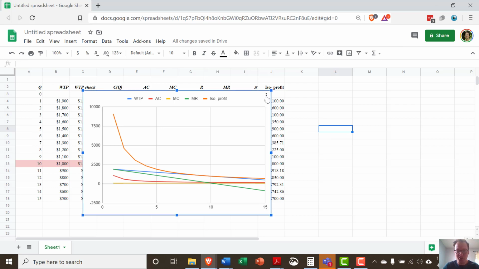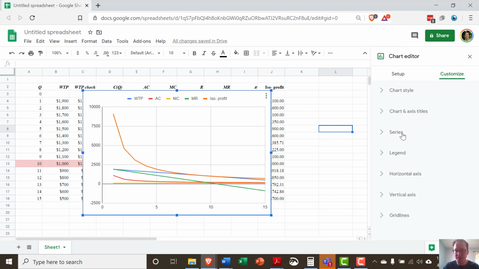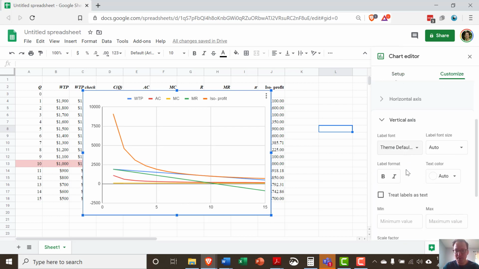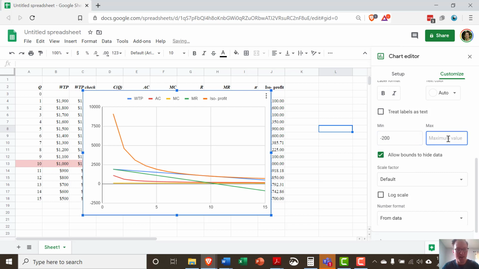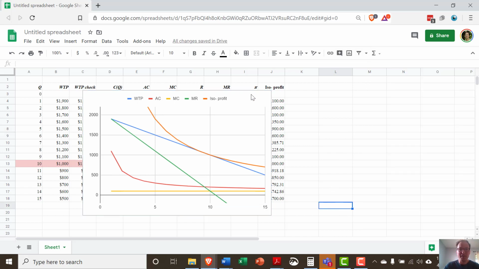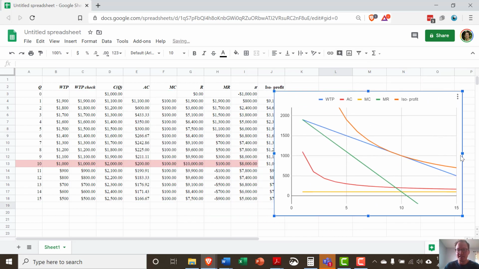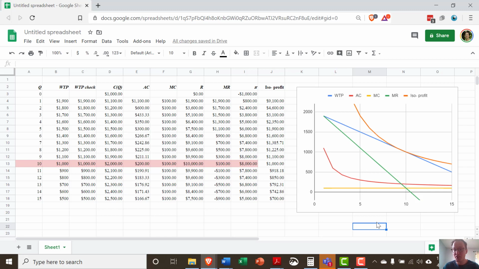There are a few other changes that would be nice to make. I think most importantly, if we customize and change the vertical axis, really we need to zoom in here a little bit. We don't care about the very high part of the ISO profit curve. So one way to change it is to say we're only interested in minimum values of, say, minus 200 and maximum values of, since the height of the demand curve is 2000, let's do 2200. Okay. And with a little bit more work, we can make the figure look exactly like the one in the key, including changing the color of the curves to better match the book and so on.